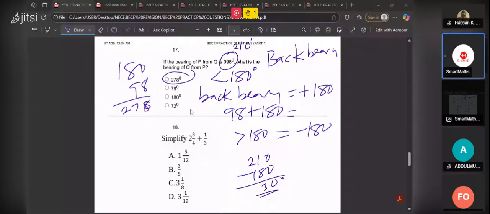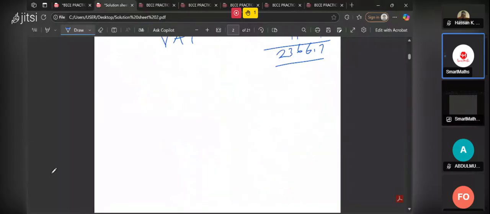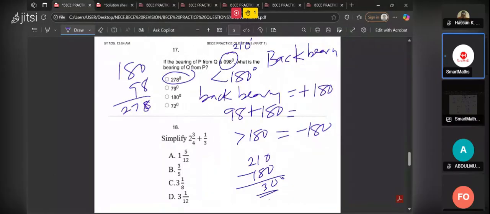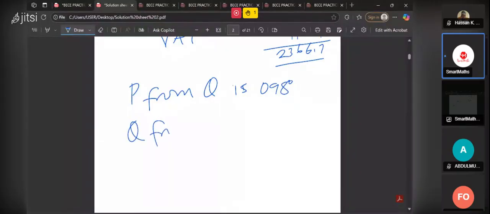Question 17. I'm going to take it. Let me use a fresh page. The bearing of P from Q is 98 degrees. The question now says find the bearing of Q from P. You can see it's just the opposite. So in this case, you check the degree you are given in the first statement here.